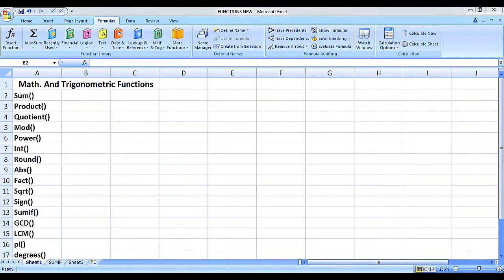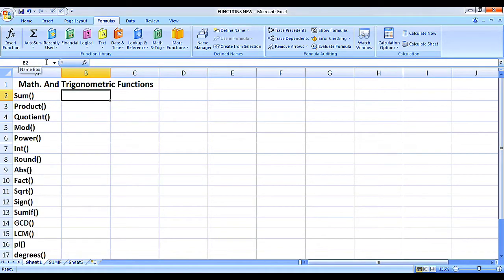Hello everyone. Today let us discuss mathematical and trigonometric functions in Excel. Let us discuss only important and commonly used functions under this category.